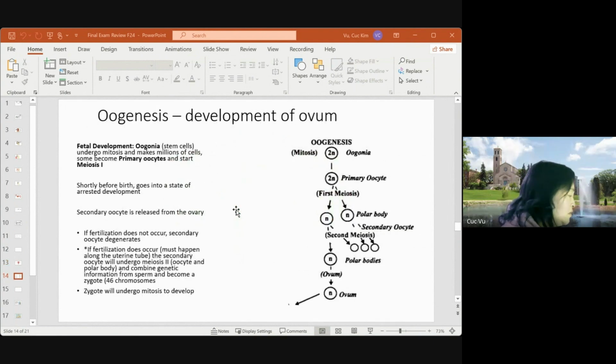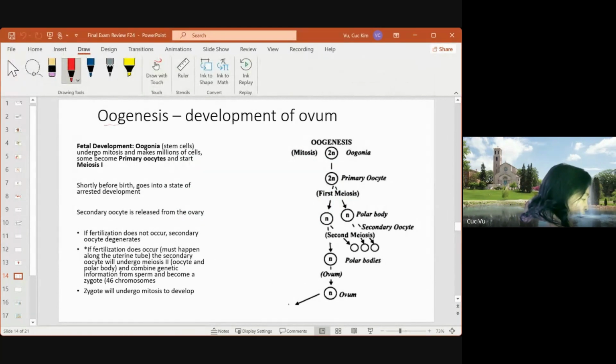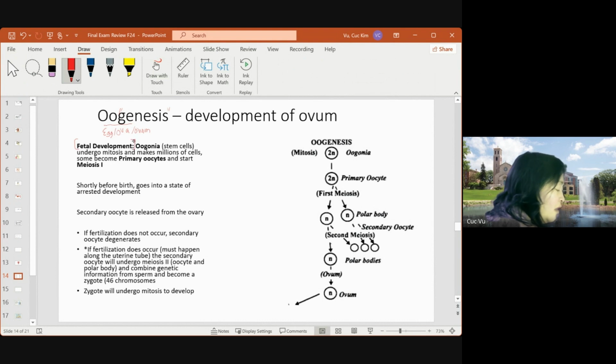All right. So in terms of oogenesis, oo meaning oocytes. In other words, sometimes it's referred to as the ova, the egg, ova plural, ovum single, and then genesis meaning the creation. Okay, so the development of the ovum. Now, during fetal development, in other words, before a female is ever even born, while she's developing in her mother's womb, she actually begins oogenesis.